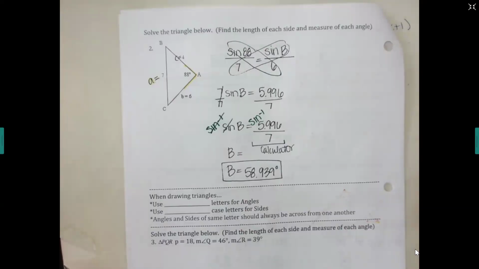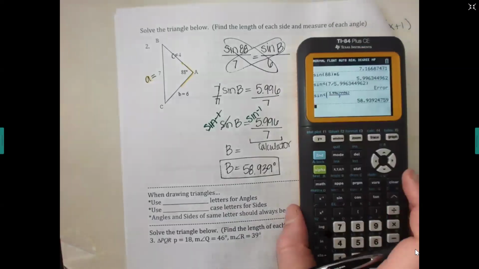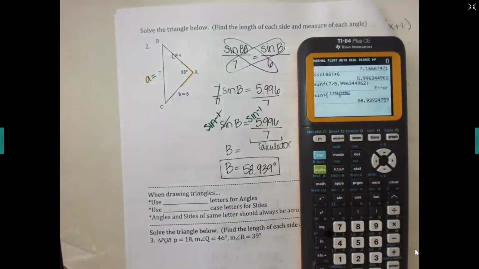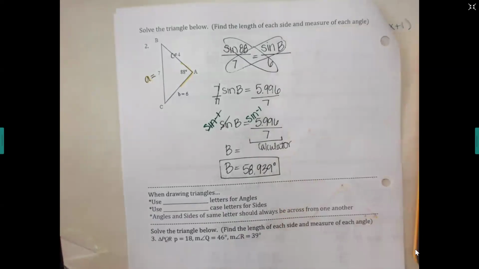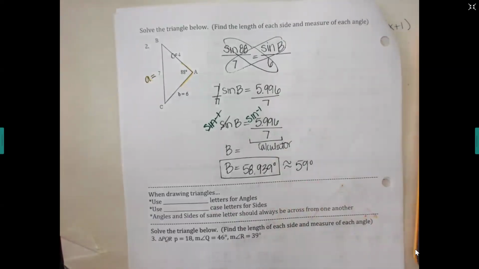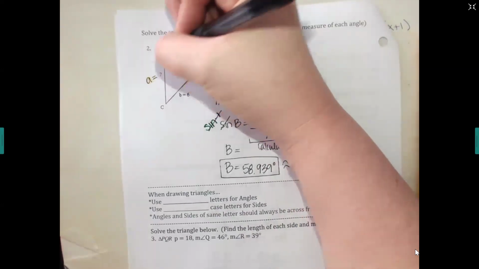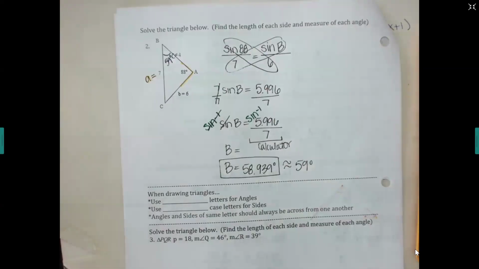Okay, now, quick question. If you didn't use the long decimal, then it's fine. It's close enough. Let's actually round it off to a whole number for the degrees. What would 58.9 be closest to? Let's put 59 degrees. So put it up here in corner B. 59 degrees.